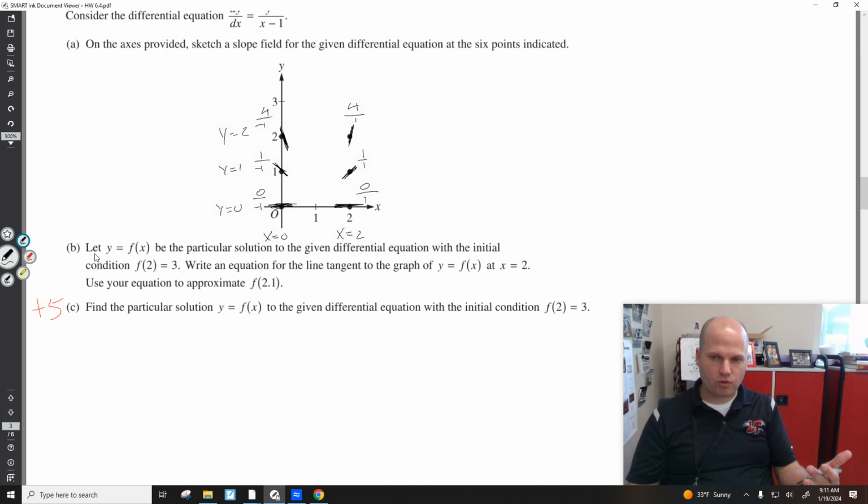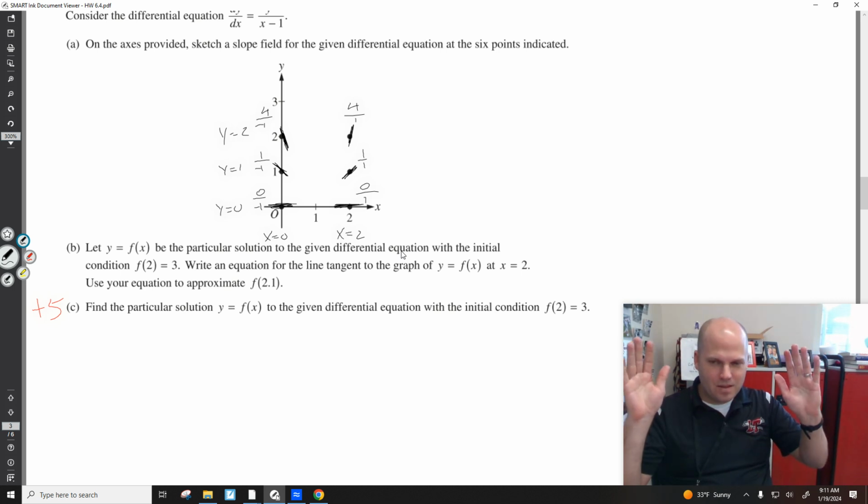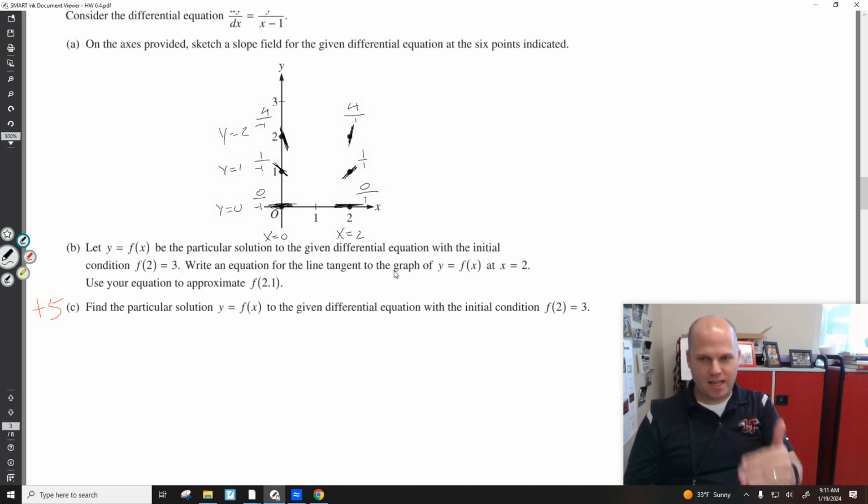Okay, cool. Now again, we plugged in points to get slopes. That needs to be used for like part B, right? An equation for the line. Now, this is where it gets confusing because everybody reads this like, let y equals f of x be the particular solution to the given differential equation. People are like, I got to take the antiderivative. Got to take the antiderivative. No, not yet. Keep reading.